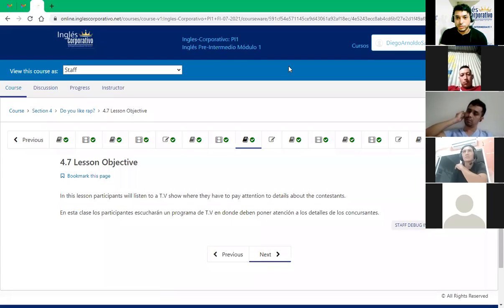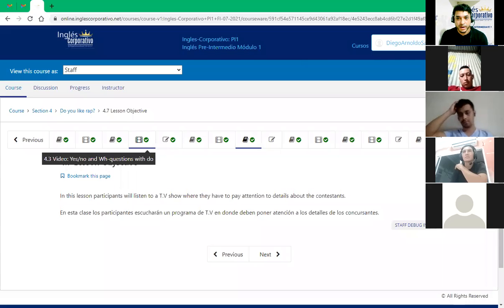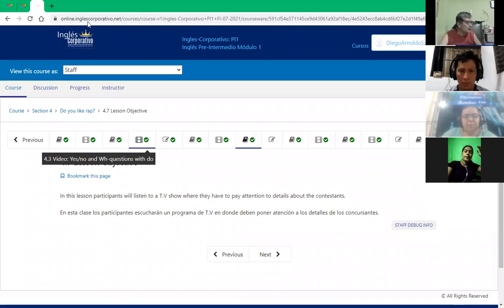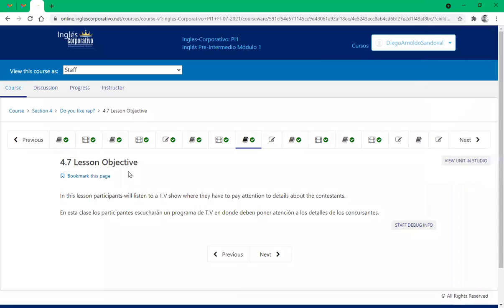Okay, thank you. Let's see the next page. We have another purpose in here. Let me see, I will ask Rodrigo. Rodrigo Daniel, can you please read the purpose, the objective, please?